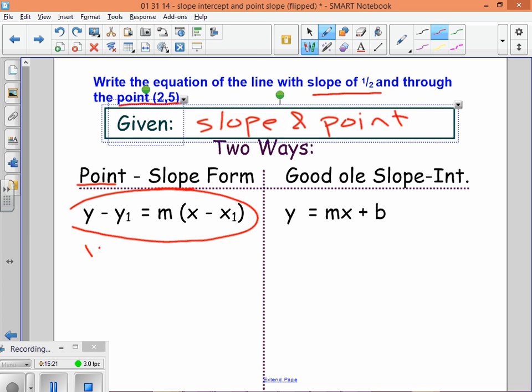Y minus, well, what's y1? I have my point that is given to me is going to be x1, y1, and so my y1 is 5. That is going to equal my slope, which is given to me as 1/2, times x minus, what's x1? That's the x-coordinate of the point given, so minus 2.